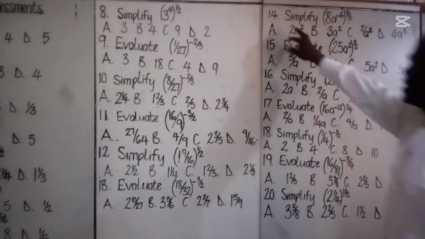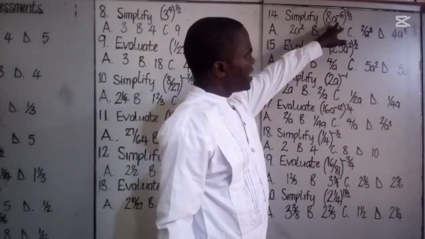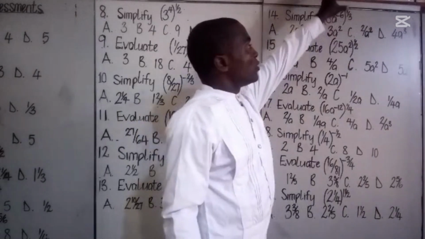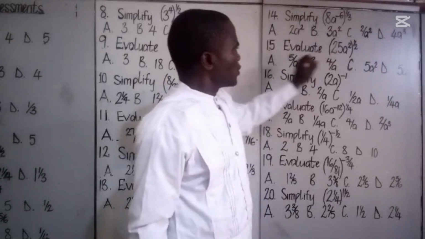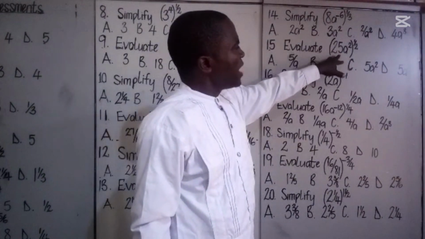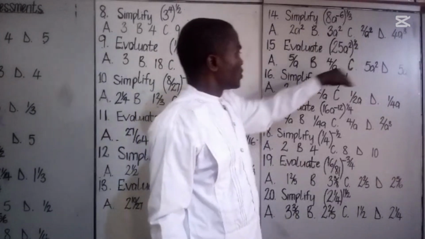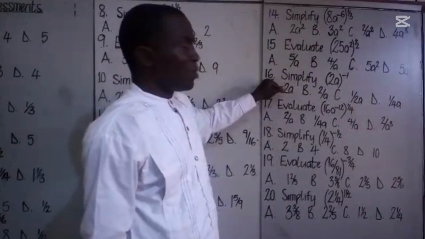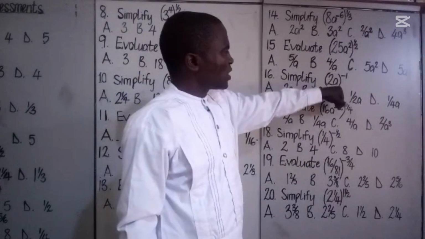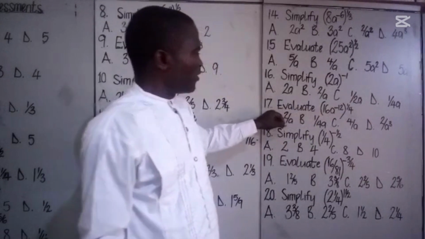Class assessment 14. The question says simplify bracket open 8a raised to power minus 6 bracket close raised to power 1 over 3. Here are the options. Number 15. Evaluate bracket open 25a raised to power 2 bracket close raised to power 1 over 2. Here are the options as well. Number 16. Simplify bracket open 2a bracket close raised to power minus 1. Here are the options.